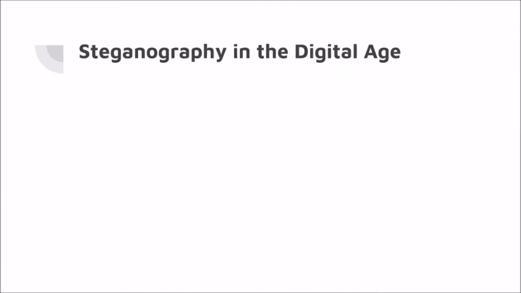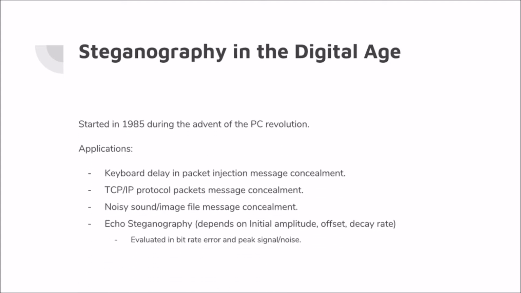So, steganography in the digital age. A little bit about that. It started about 1985 when the PC revolution came about. Everything started becoming digital: keyboard delay and packet injection, message concealment. You'll see it in TCP/IP protocol packets, and the concealment of those messages. Noise, sound, and image files could be concealed in the pixels, or in sound waves in a noise file or MP4. Echo steganography depends on initial amplitude, offset, decay rate, all those good stuff.